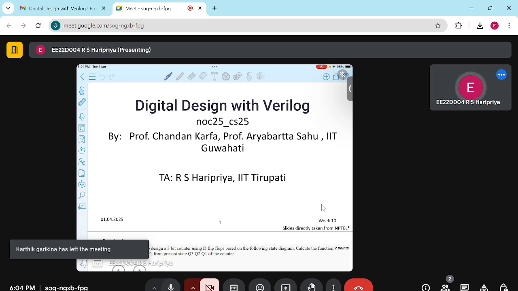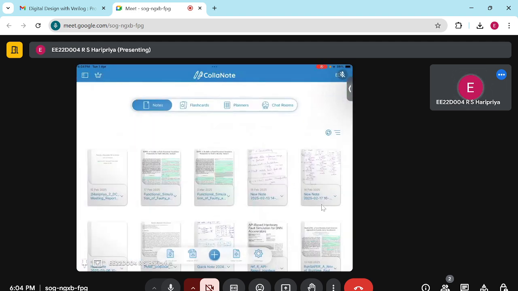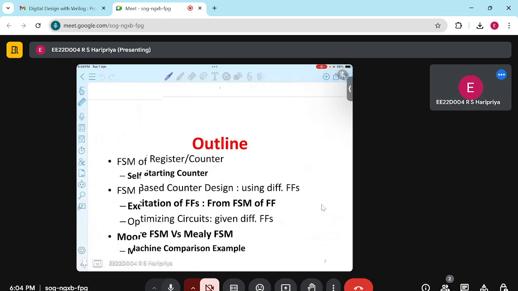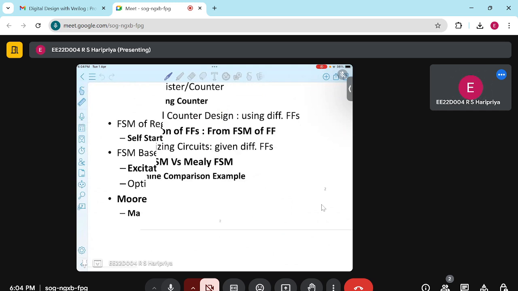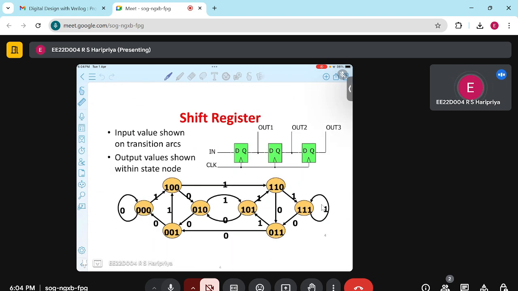So, in today's class, we will be seeing about the optimizations. So, let's briefly describe some slides. We have seen that any sequential system can be represented using the state diagram. And next, shift registers.